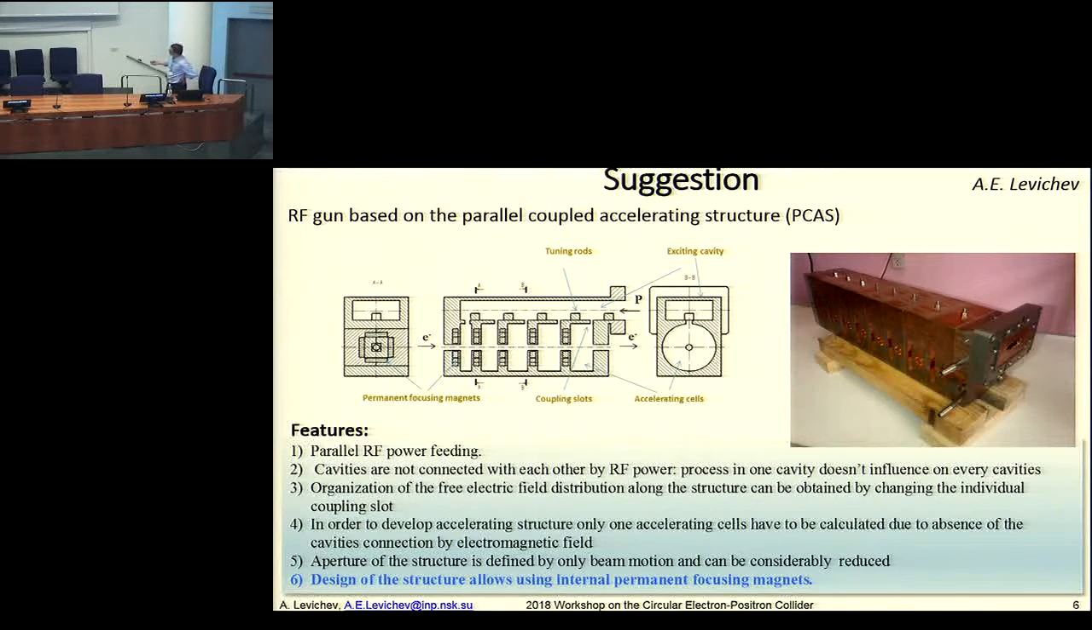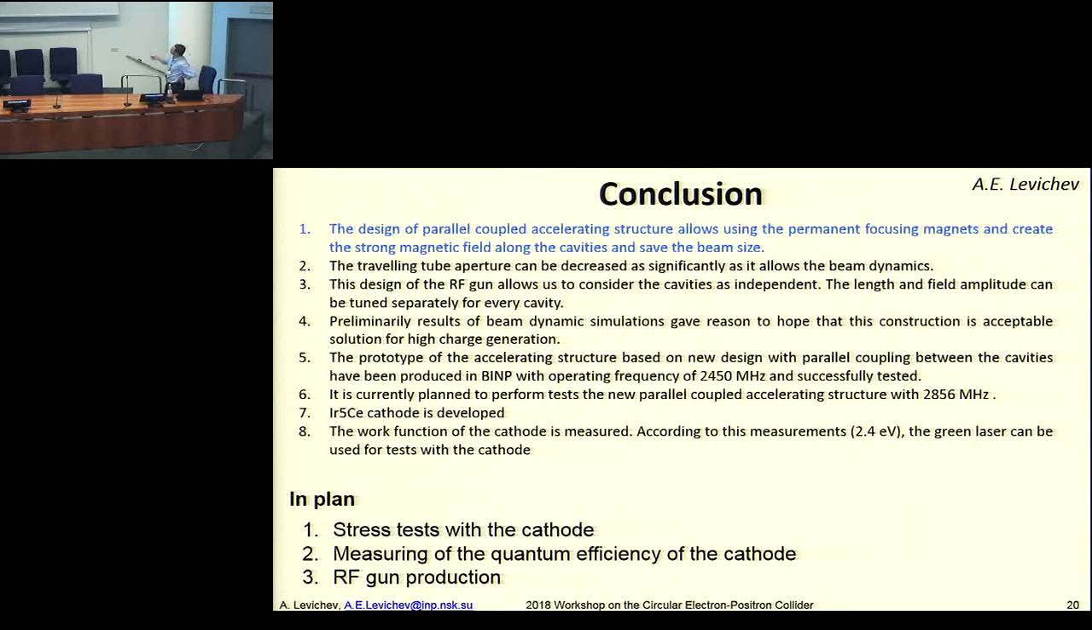The design of this structure allows using an internal permanent focusing magnet. So the design of a parallel coupled accelerating structure using a permanent focusing magnet creates a strong magnetic field along the cavities and saves the beam size. The plan now is to stress test with the cathode and measure the quantum efficiency of the cathode and the RF gun production.